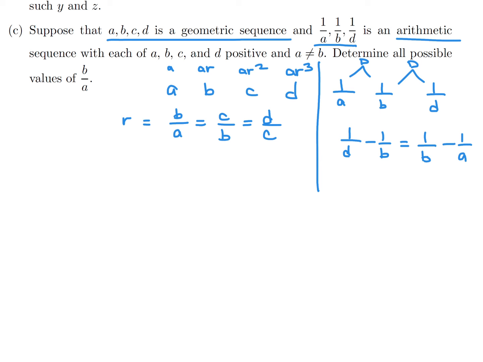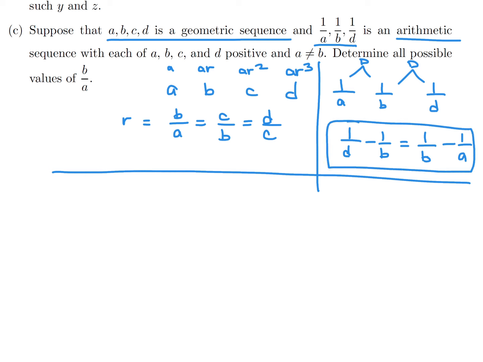Okay, let me just see here if I set that up properly. I think I did. Okay, so now let's work with this. Let's work with this guy first. I'm not really sure where to go with that, so I think this is the only thing I can work with. I'm just trying to think, what should I do here? Let me just first write it out. 1 over B minus 1 over A is 1 over D minus 1 over B.